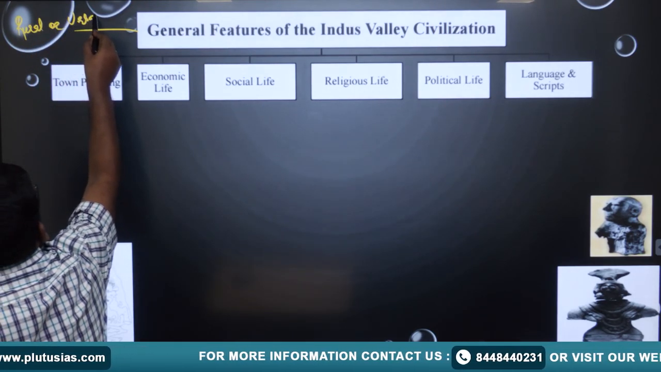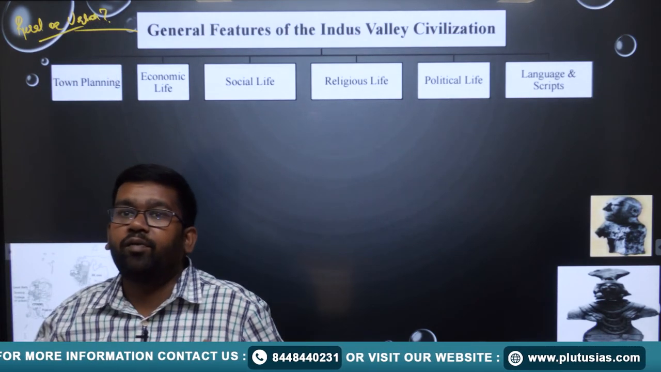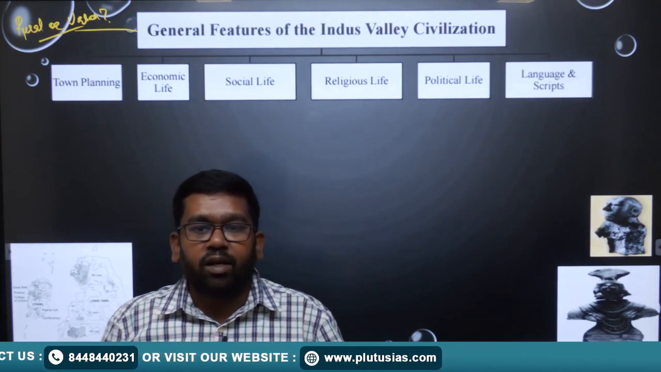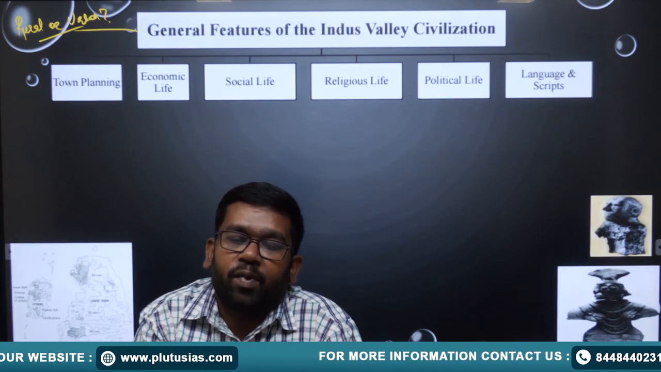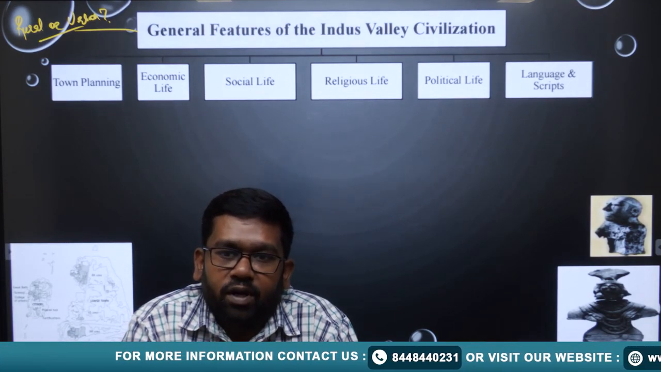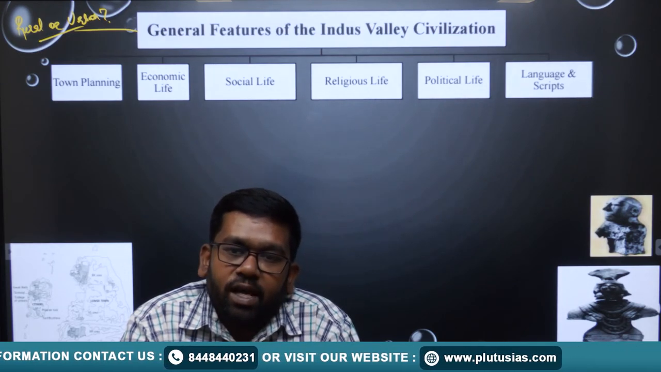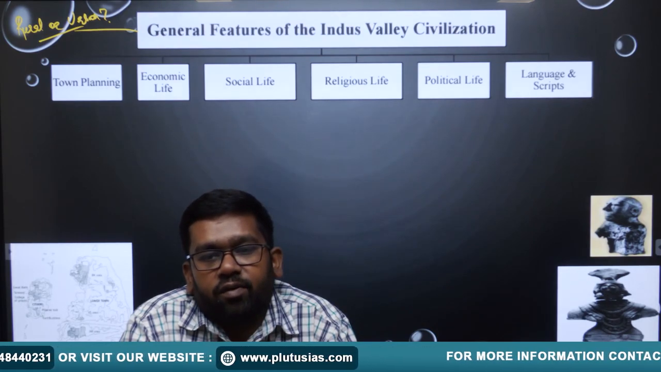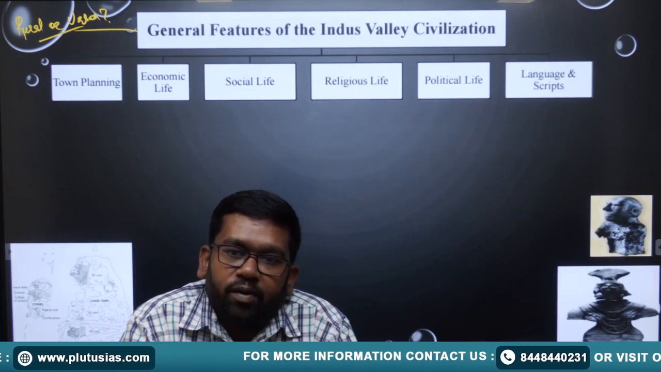As we know, they had very vast town planning. But that doesn't mean the civilization was only dependent on urban centers. Urban centers are always dependent on agriculture, and agriculture always happens in rural areas. So for agricultural and surplus production, they had to depend on rural areas also. But most of the cities of the Indus Valley civilization were urban, and they were very modernized.